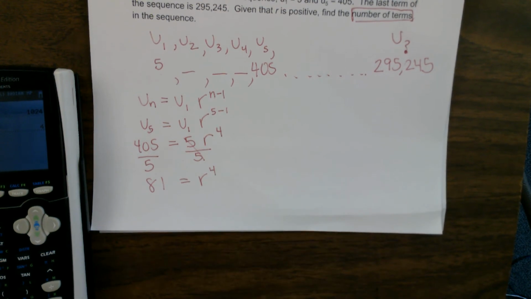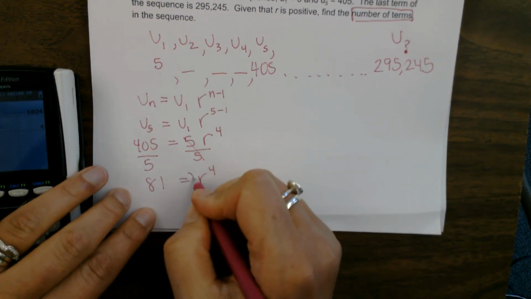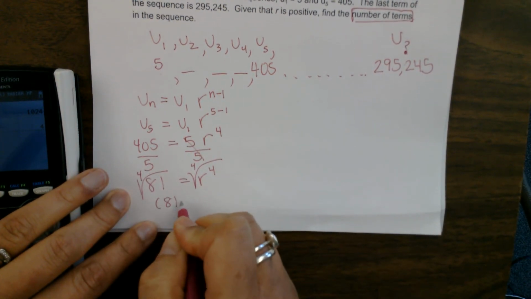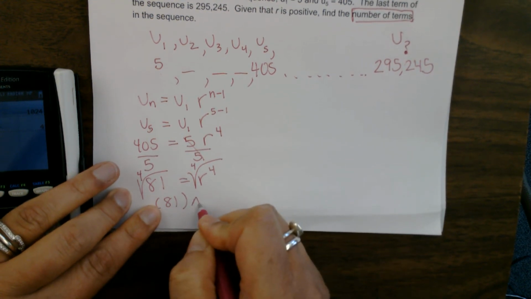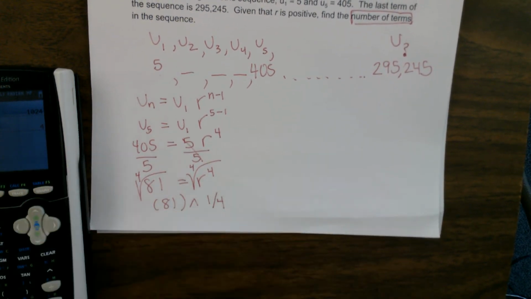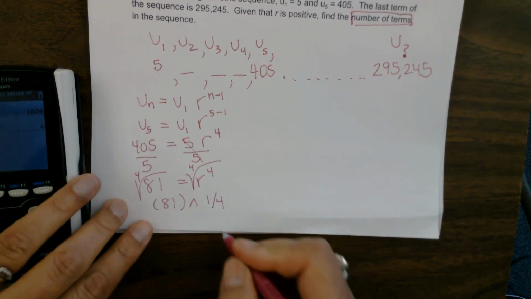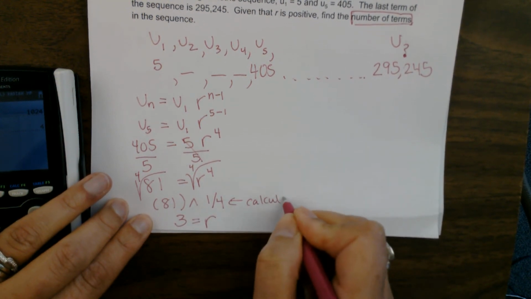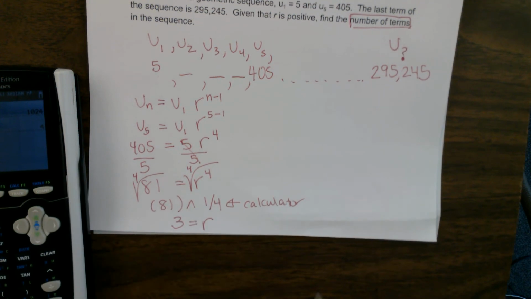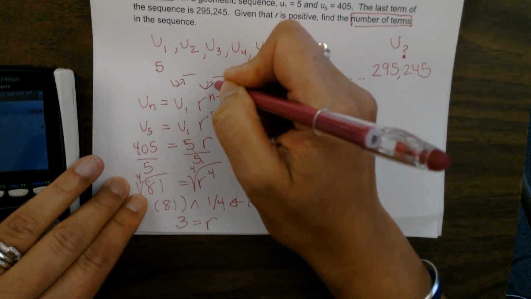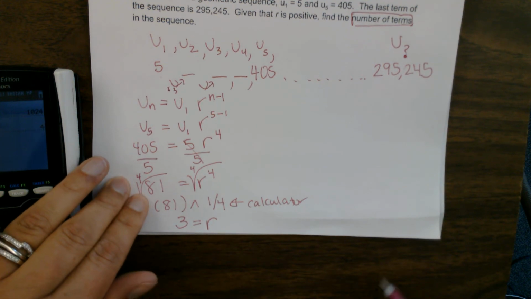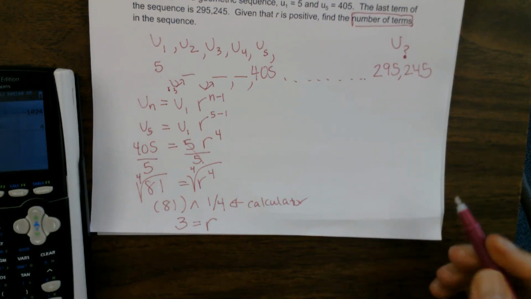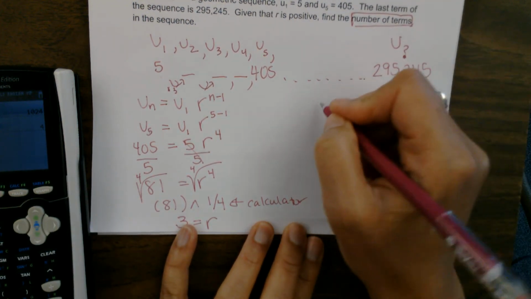Now, we have to undo this exponent of 4. So we have to take the 4th root. However, what do you have to remember in the calculator? All you remember is that we're going to put 81 and we're going to raise it to the 1 divided by 4. Here's your exponent button. And when you do that, we're going to come out with an r of 3. This is your calculator part. Okay. So we know that we're going to multiply by 3 to get to that next term. However, we're not going to go and do that all the way. There's an easier way. What do we have to do? We have to find what this n is.